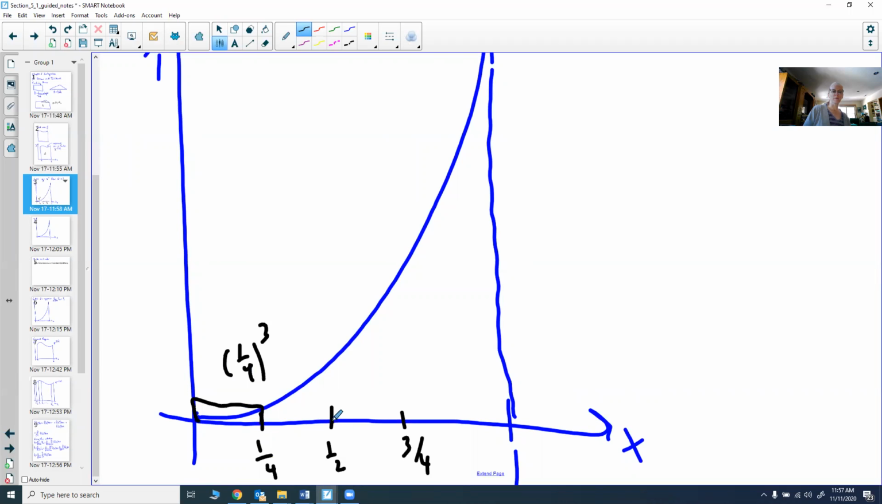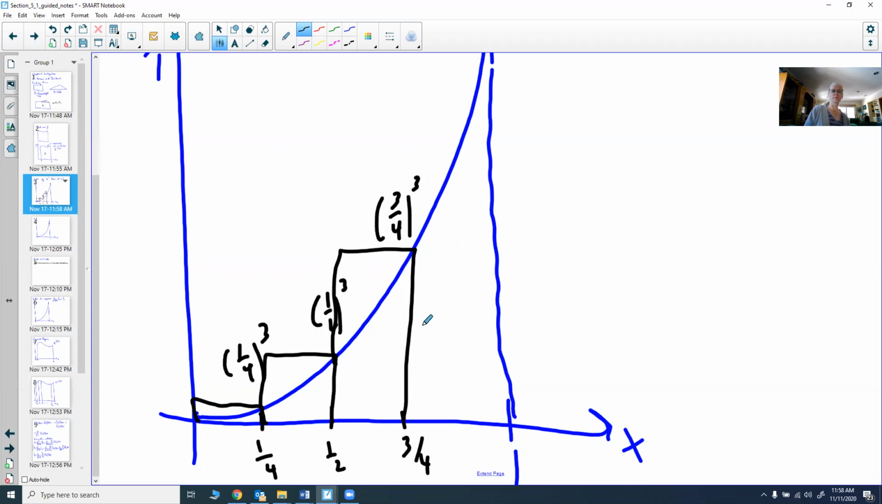We can do the same thing here. Come up from 1/2 till we hit the graph, come over with a straight line, and we have another rectangle. We can find the area of these rectangles because, again, we know the length of the base, that's 1/4. We know the height because that's just 1/2 cubed, because remember, this function is y equals x cubed. So we just take the x value and cube it, and that gives me my height. Same thing, I can come over here to 3/4, come on up, come over and down, and I've made another rectangle. Again, I know that height is 3/4 cubed.